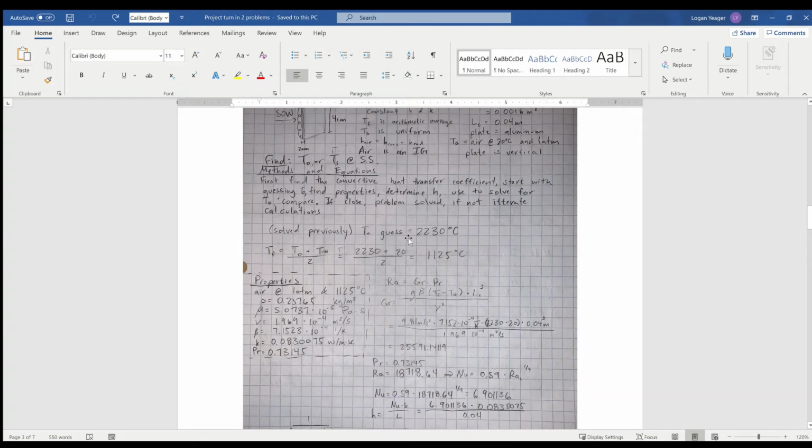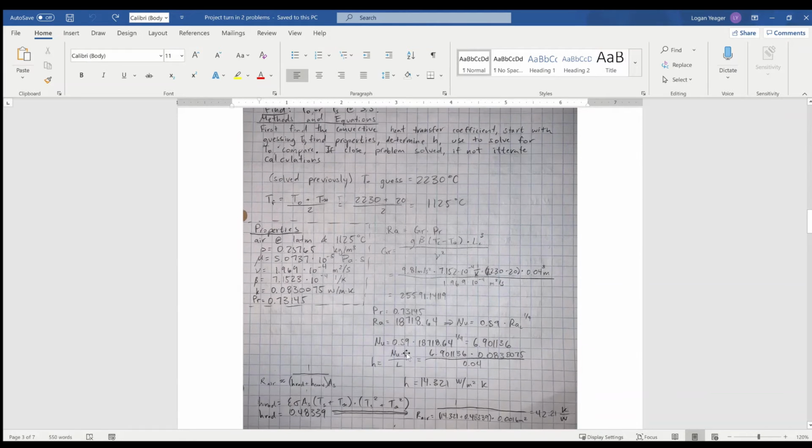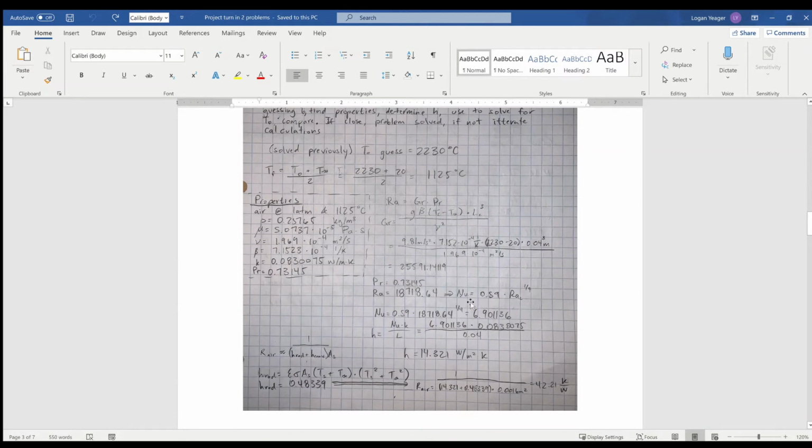So first we do an initial guess, and that initial guess is going to give us a film temperature, and then we can pull those properties at that film temperature to find the Grashof number, which gives us the Rayleigh number, and based on this Rayleigh number, we can get this Nusselt number equation based on where this Rayleigh number is at, and that's in one of the tables.